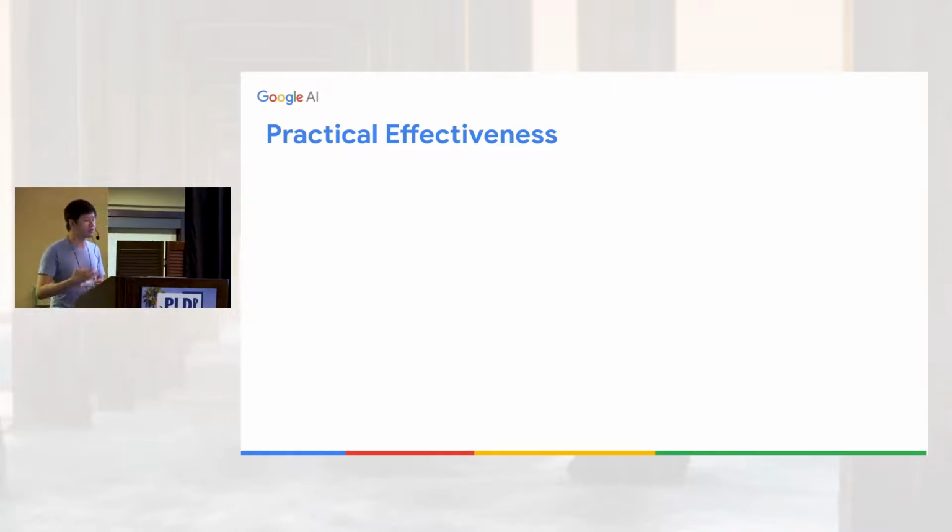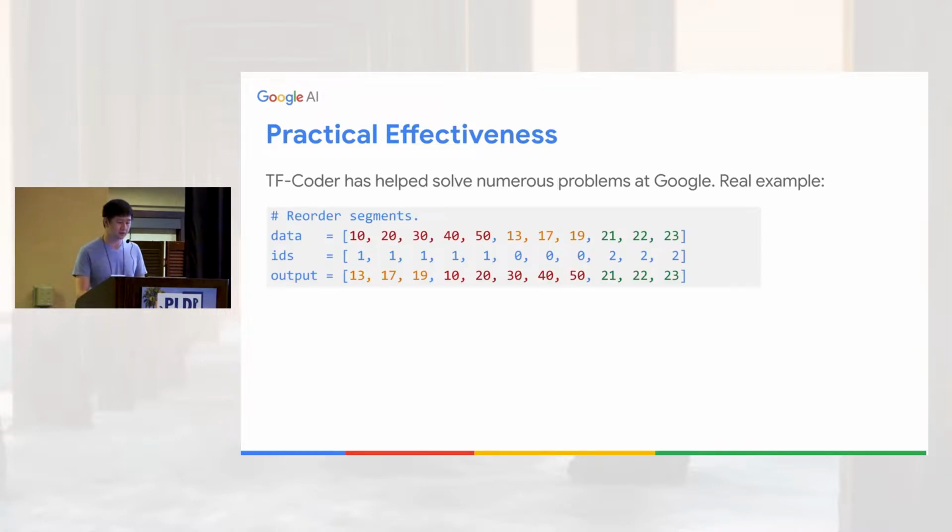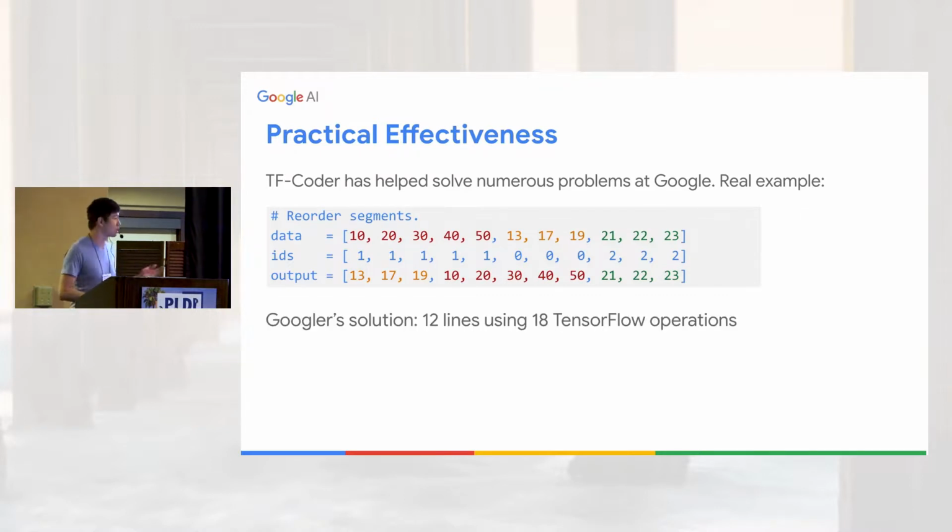Now, I'm going to share a real story that demonstrates TF-Coder's practical effectiveness. This is a real task encountered by a Googler with lots of TensorFlow experience. Here we want to reorder some data in chunks according to these IDs. The Googler first solved the problem themselves, writing a 12-line function using 18 TensorFlow operations. They then discussed the problem with another Googler who came up with a different solution using 17 TensorFlow operations. So clearly this is a difficult problem.